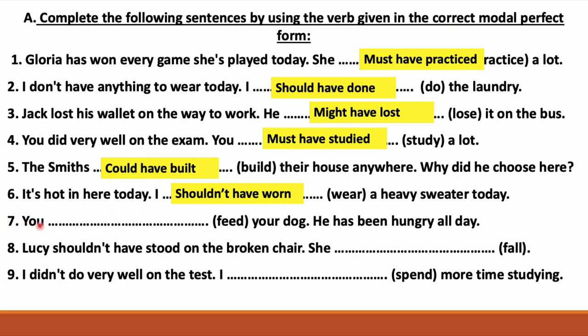Okay? Seven: you feed your dog. He has been hungry all day. So here we have you should have fed. You should have given food to your dog. But what? But you didn't. Exactly. And he has been hungry all day. Okay? Eight.